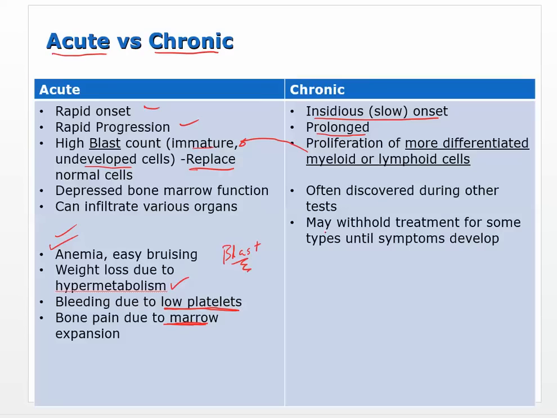And so in some cases, not all, most of the time you want to get rid of this, but in some cases you may decide that you want to withhold treatment, or the patient may decide that they want to withhold treatment until symptoms develop. Okay, so that may especially be the case in some older patients where the treatment may do more harm than good.